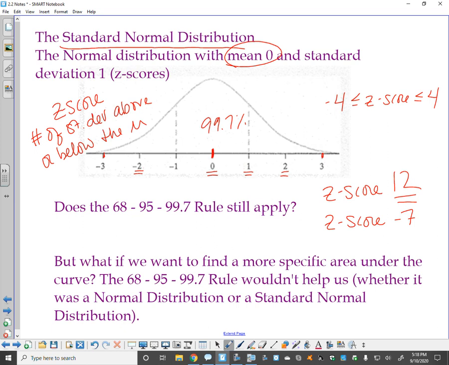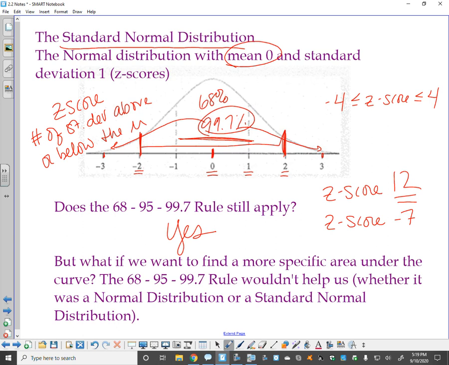So, does the 68, 95, 99.7 rule still apply? Absolutely. 68% of my data lives right here. 95% of my data lives right there. And 99.7 lives from 3 to -3. Okay, but what if we want to find a more specific area under the curve? The 68, 95, 99.7 rule wouldn't help us, whether it was a normal distribution or a standard normal distribution.